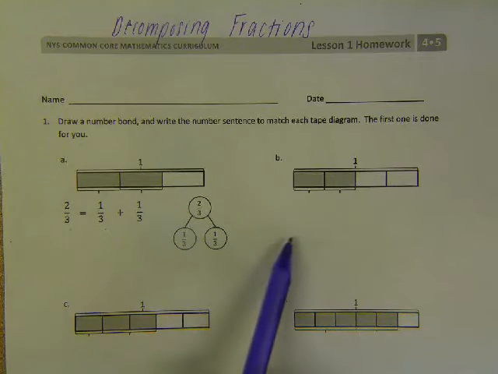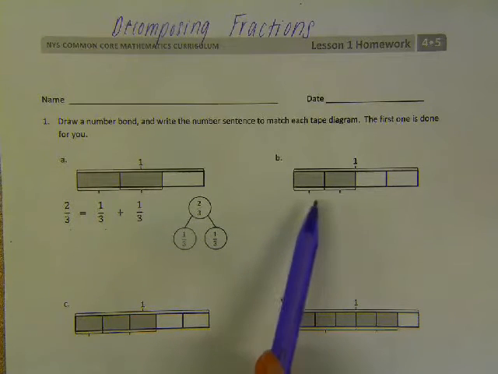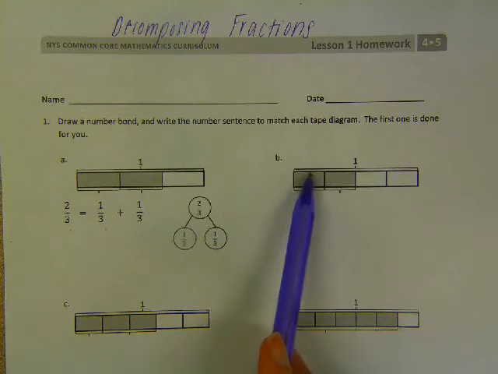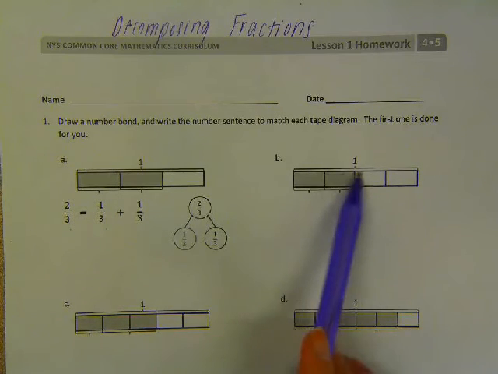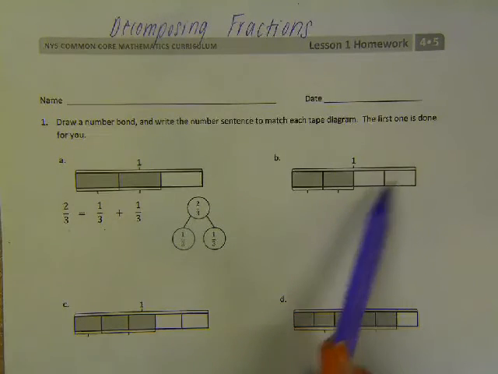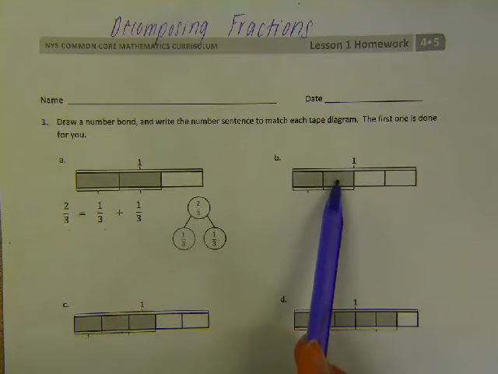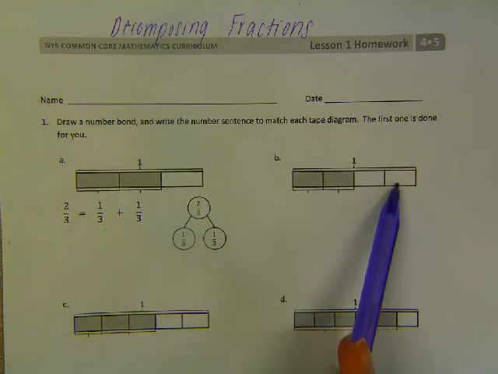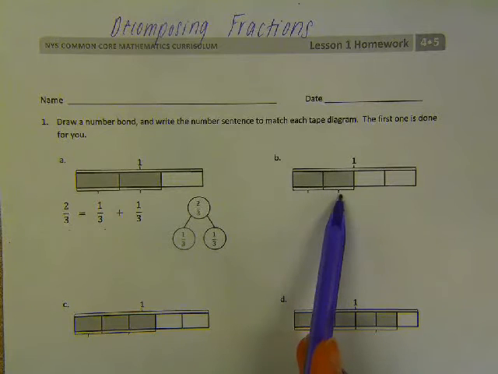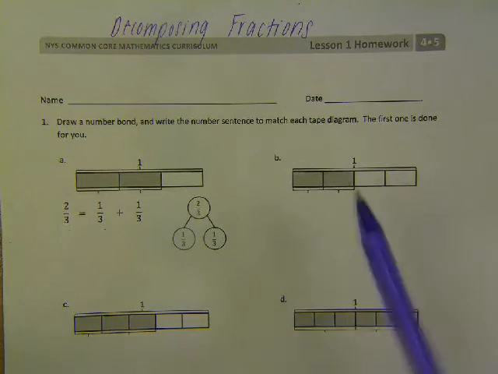Looking at letter B, first off, I need to count how many pieces are underneath my whole bracket. So you'll notice at the top there's a bracket that represents one whole. Underneath that bracket there are 1, 2, 3, 4 total pieces. Therefore, my unit is fourths, which means that each of these pieces equals 1/4.